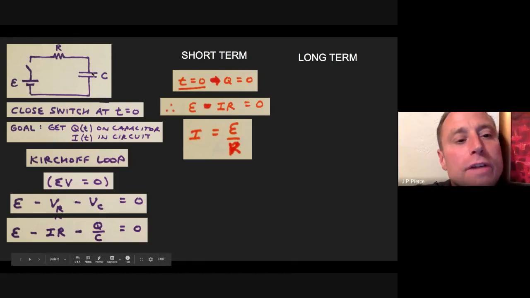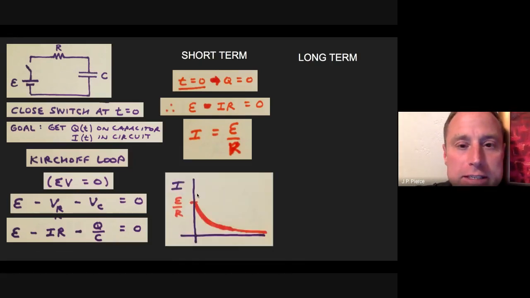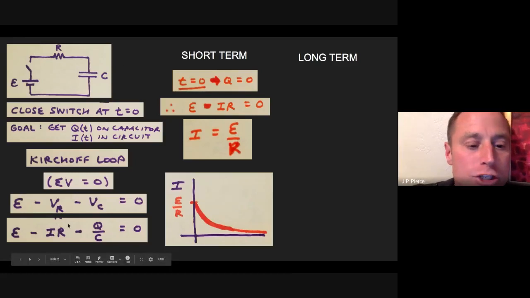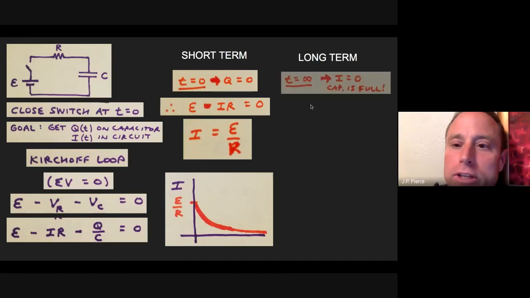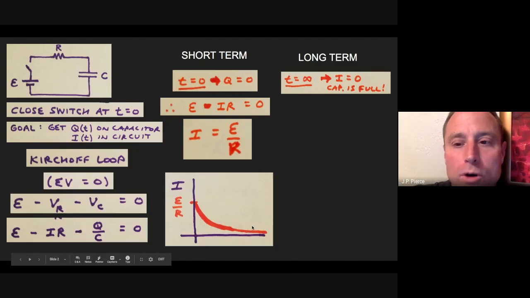It's the value you'd get from Ohm's law if this capacitor weren't even there and were just a wire. And so you can see this relationship here giving you the right behavior for the current. Likewise, if you look in the long term, the capacitor is going to be filled, and so the current, as you know already, will go to zero.